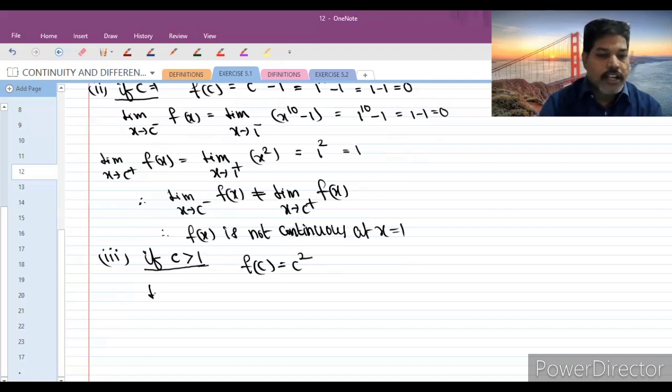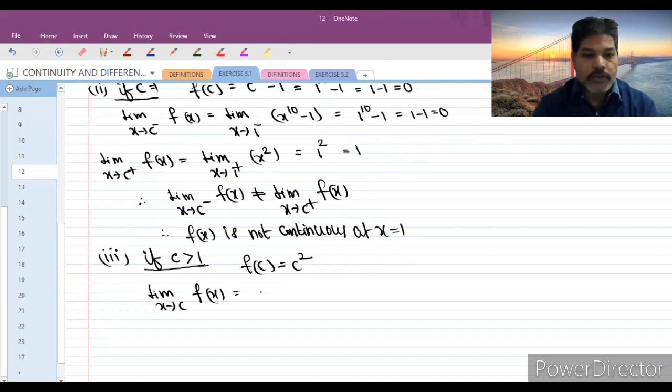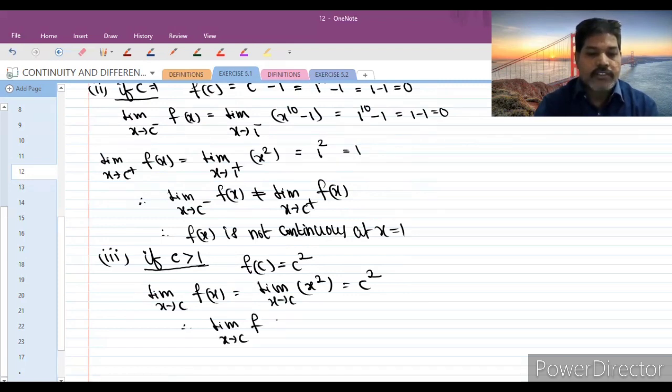So we can take that limit also. The limit as x extends to c of f of x is equal to the limit as x extends to c of x square. What is f of x, students? F of x is nothing but x square only. So if we apply that, it will become c square. Therefore, we can conclude that the limit as x extends to c of f of x is equal to f of c.